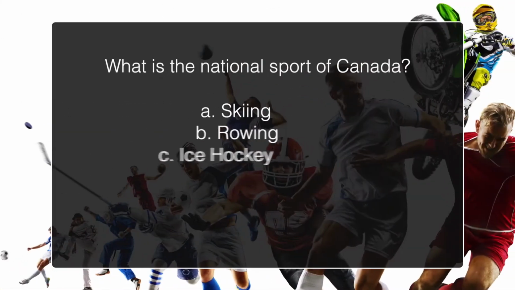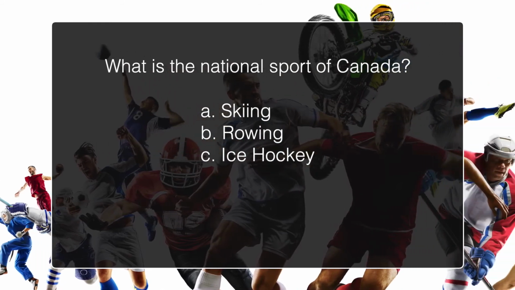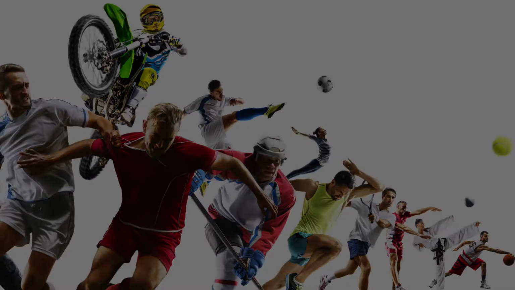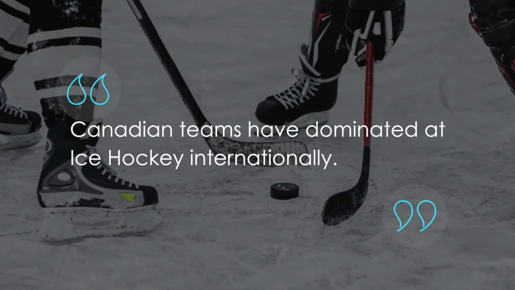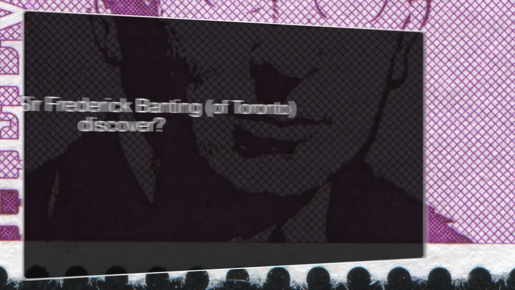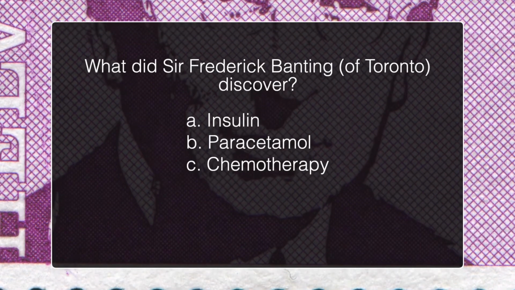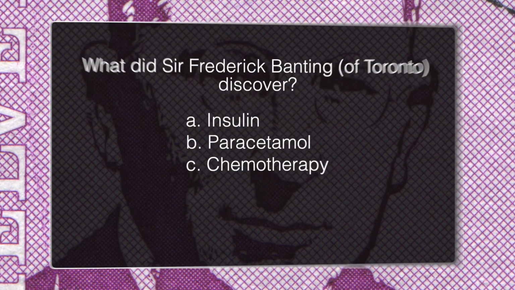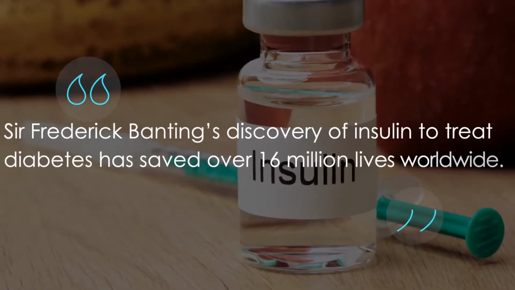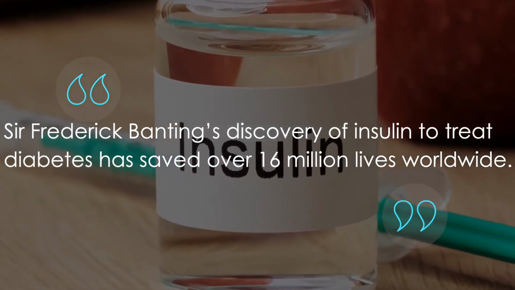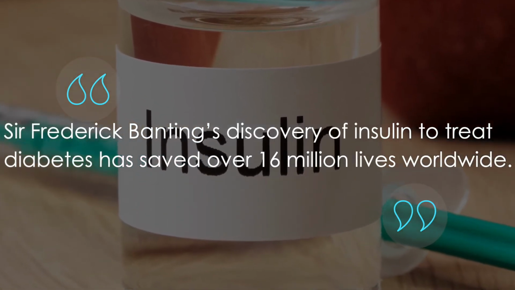What is the national sport of Canada? Skiing, rowing, ice hockey. The answer is ice hockey. Canadian teams have dominated at ice hockey internationally. What did Sir Frederick Banting of Toronto discover? Insulin, paracetamol, chemotherapy. The answer is insulin. Sir Frederick Banting's discovery of insulin to treat diabetes has saved over 16 million lives worldwide.